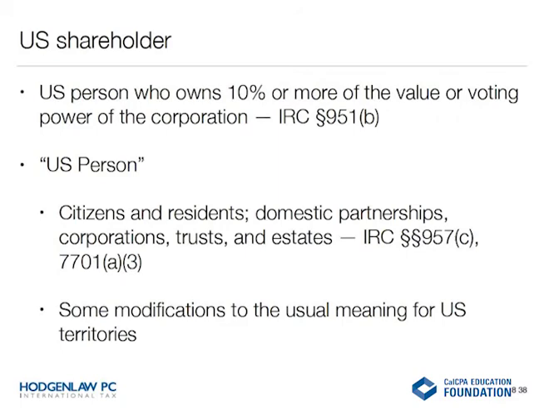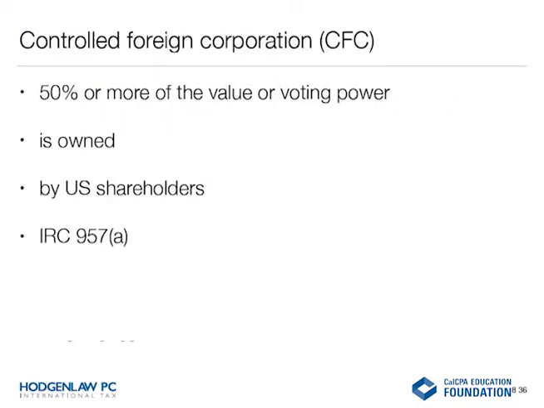And U.S. shareholder, this is a U.S. person who owns 10% or more of the value or voting power of the corporation. And a controlled foreign corporation is when U.S. shareholders own more than 50% of the value or voting power of the corporation. So, back to the definition on slide 36. Controlled foreign corporation, 50% or more owned by U.S. shareholders. That term U.S. shareholders means this 10% or more U.S. person ownership.